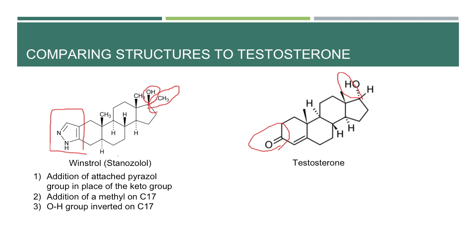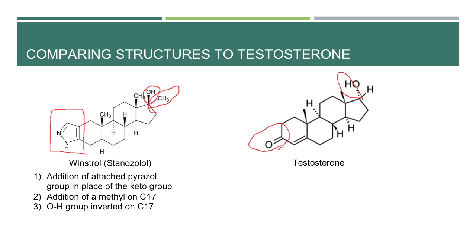Looking at the structures of steroids, you can see that they are very similar to testosterone, but there are some differences. Let's first look at Winstrol and compare its structure to testosterone. Winstrol was brought to market in 1962, the same year as the Kefauver-Harris Amendment, which requires drug manufacturers to provide proof of safety of their products.